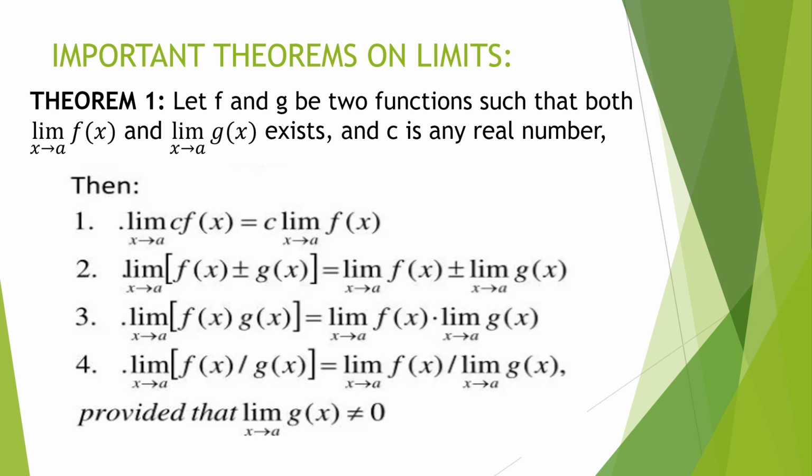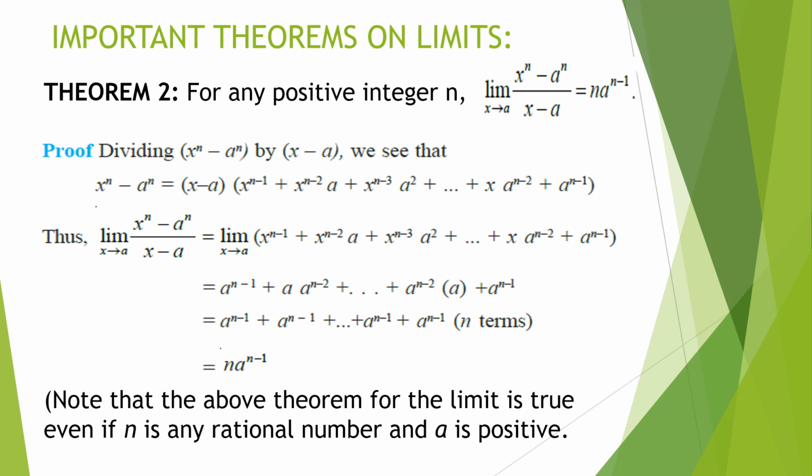And same way for division, the limit as x tends to a of f(x) upon g(x) is equal to the limit of f(x) upon the limit of g(x), provided the limit as x tends to a of g(x) is not equal to 0. Theorem 2. This is an important theorem which is used in many examples. For any positive integer n, the limit as x tends to a of (x raised to n minus a raised to n) upon (x minus a) is equal to n times a raised to n minus 1.